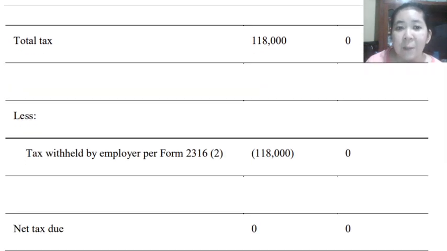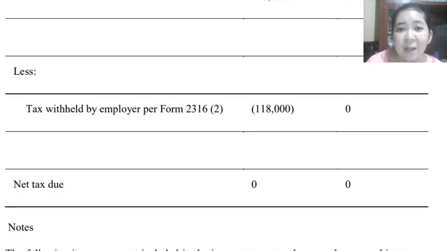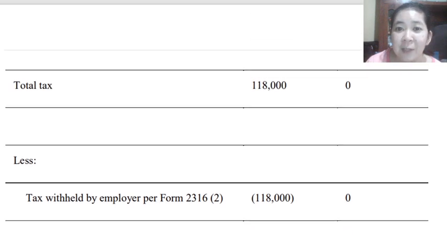Okay, so next, we will deduct the withholding tax. It was stated in the assumption that the taxes withheld by the employer of the husband is 118,000. So since 118,000 was withheld, we will deduct it. So therefore, the net tax due for the husband and wife now is 0. Okay, please take note, this tax withheld by the employer is already paid to the BIR by the employer, for the benefit of the employee. So this is what we mean by withholding tax.